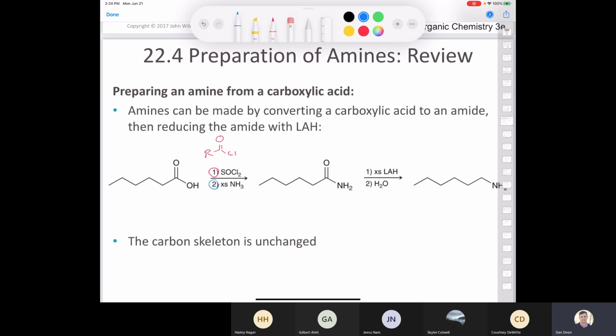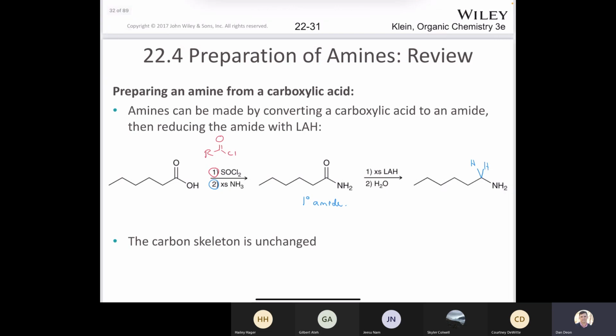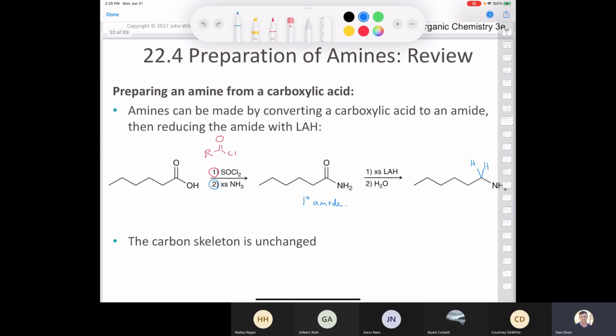Then you treat it with excess ammonia. And of course, you need excess to mop up the HCl, so to speak, because HCl is so reactive. And so then you end up with a primary amide, but then you can reduce that oxygen off and replace that with 2 hydrogens. And to do that, we use lithium aluminum hydride in the first step, followed by treatment with water. So that's another way to make a primary amine. And of course, you could make a secondary or a tertiary amine if you were to use something other than ammonia, if you used a primary or secondary amine.